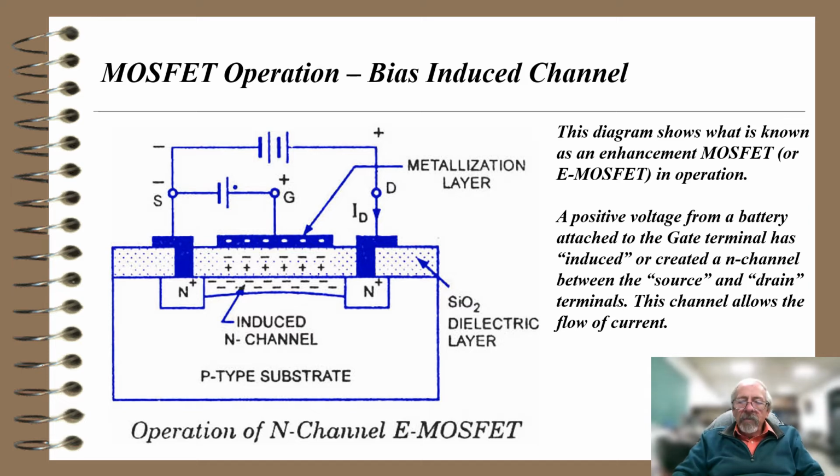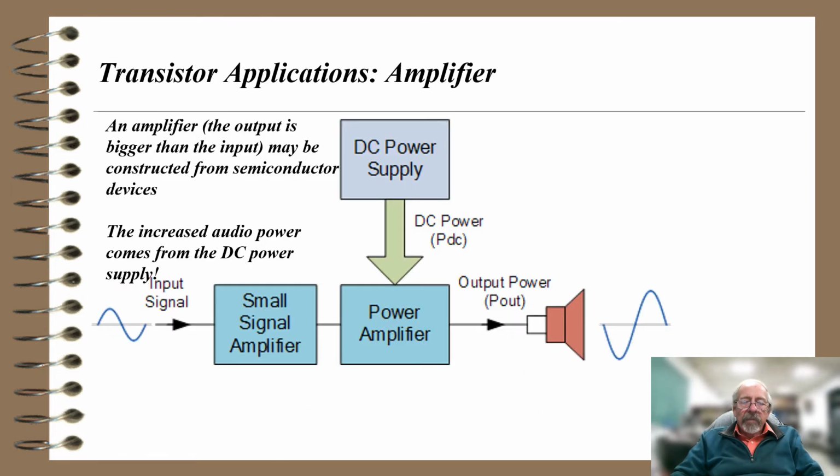A positive voltage from the battery attached to the gate terminal has induced or created an N channel between the source and drain terminals. This channel allows the flow of current. So that shows the operation of an enhancement MOSFET.